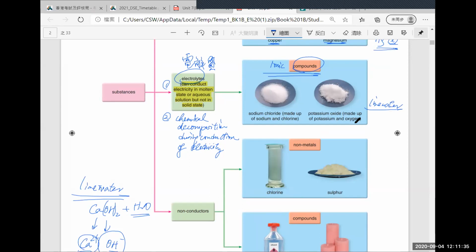Okay. How about plastic wrap, plastic food wrap? Do you know what that is? Plastic fruit wrap? Of course it's a non-conductor. Non-conductor.